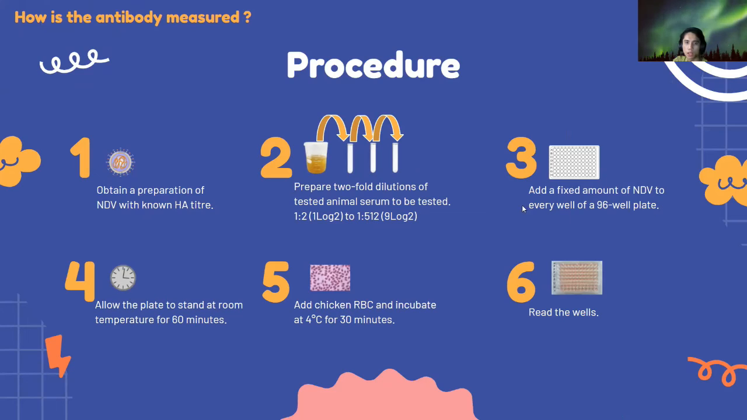And for the third step, we add a fixed amount of NDV to every well of a 96-well plate. For the fourth step, allow the plate to stand at room temperature for 60 minutes. For the fifth step, add chicken RBC and incubate at 4 degrees Celsius for 30 minutes. And lastly, we read the wells.